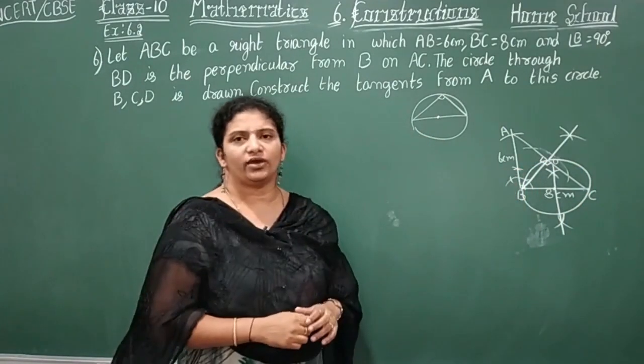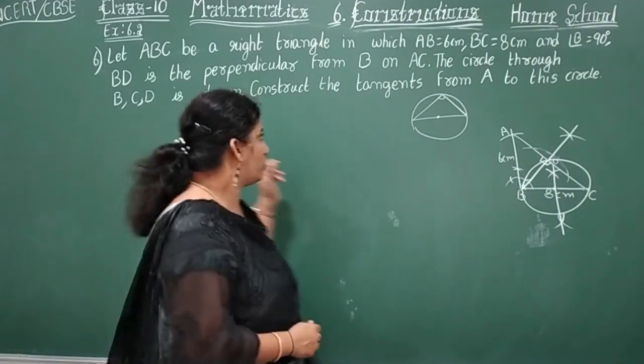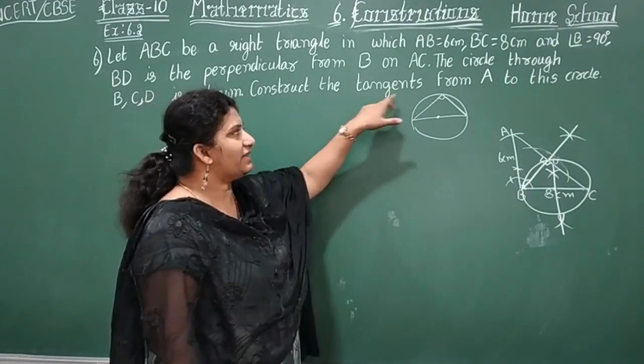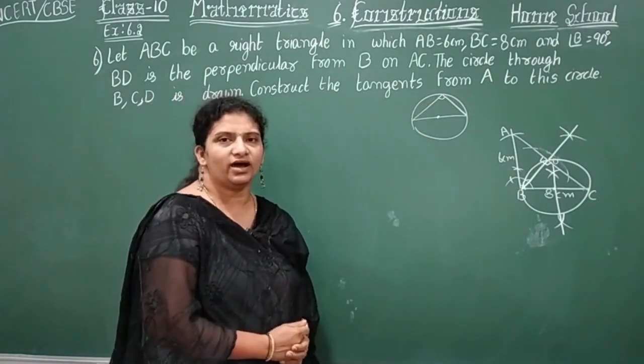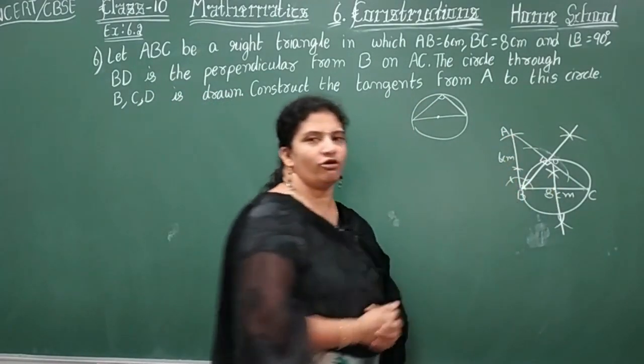circle. Okay. Now what is your last and final step of your question? Construct the tangents from A to the circle. From here to this circle, you need to draw tangents.